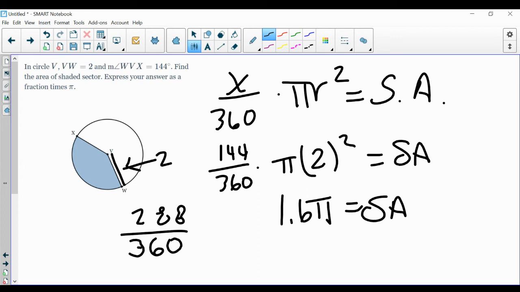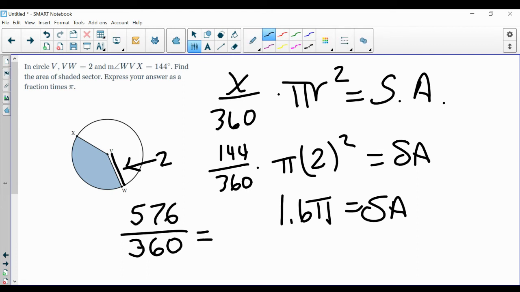288 divided by 360 is not 1.6. So what did I do wrong? Oh, because I did 2. Scratch that. That's not right. 288 is not 144 times 4. It's 144 times 2. That's 576.